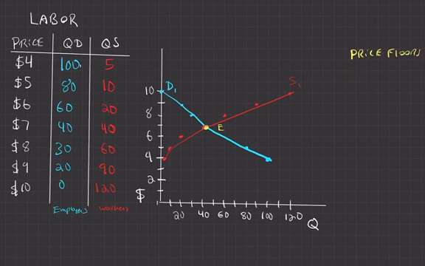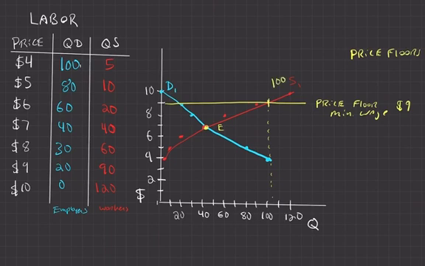If the government were to set a price floor, that would be minimum wage. Let's say the government were to say, we're going to make minimum wage $9. This would be a price floor of minimum wage at $9 an hour. So if the government were to raise minimum wage, then they may have what we call a surplus of labor, right? At $9 an hour, more workers would be willing to work. We'd have 100 workers willing to take a job for $9 an hour.